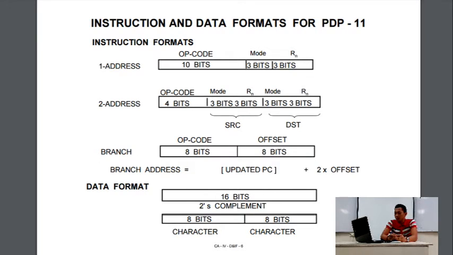In a branch, there are the opcode and the offset. The opcode has 8 bits and the offset has 8 bits. So we have a formula for the branch address: the updated PC plus 2 times the offset. In a data format, there are 16 bits. We divided it into 2 characters. In the first character, we have 8 bits, and in the second character, there are 8 bits.